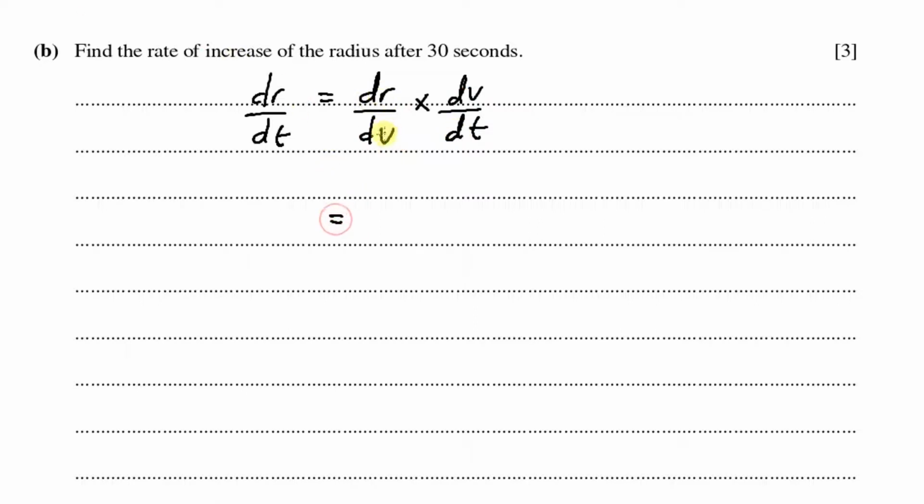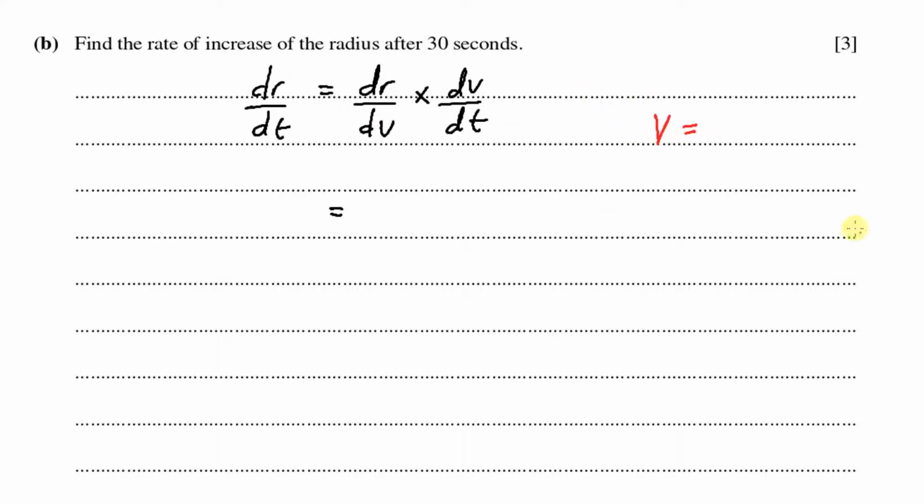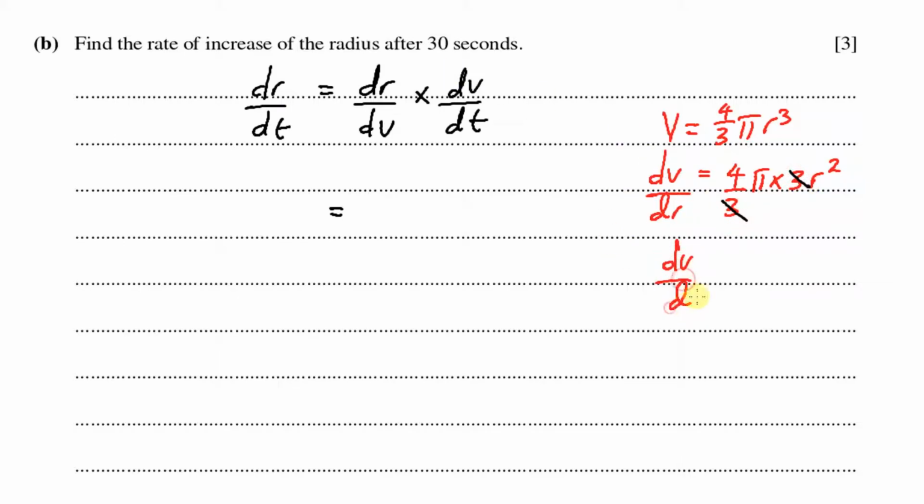So do we have dr/dV? Now I would want you to remember that we said the volume of a sphere is 4 over 3 pi r cubed. So if we find dV/dr by differentiating, we will get 4 over 3 pi times 3r to the power of 3 minus 1, that's 2. The 3's here will cancel, so we are just left with dV/dr coming out as 4 pi r squared. So this is dV/dr, which means dr/dV will simply be 1 over 4 pi r squared. And this should be multiplied by dV/dt.